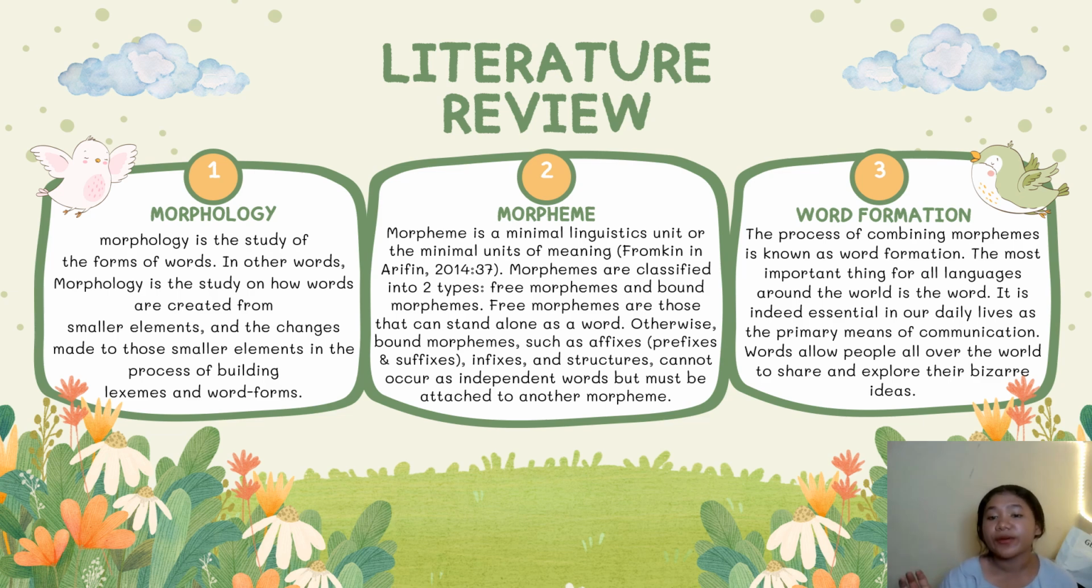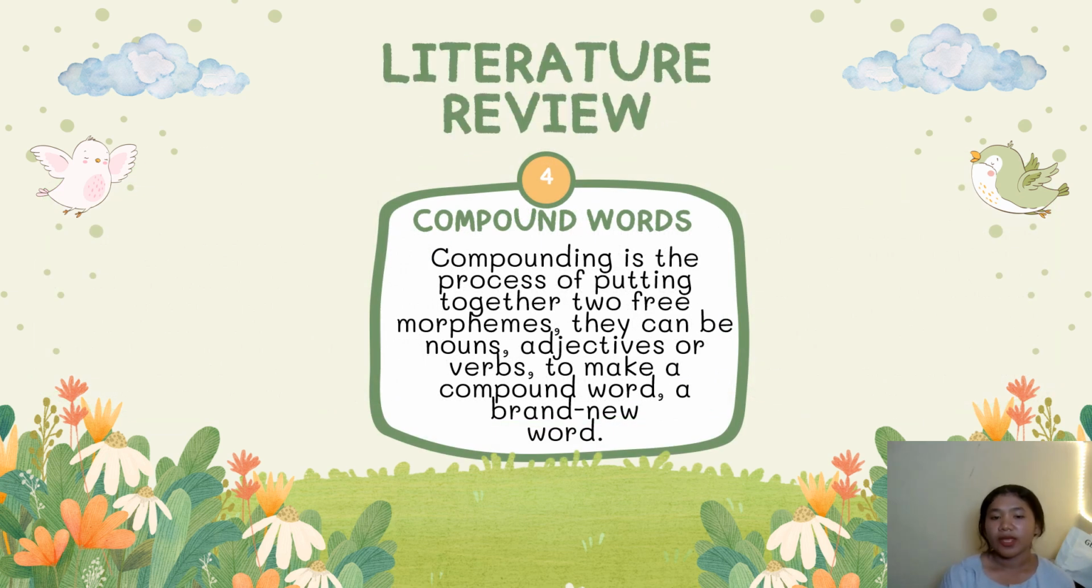Third, word formation. The process of combining morphemes is known as word formation. The most important thing for all languages around the world is the word. It is indeed essential in our daily lives as the primary means of communication. Words allow people all over the world to share and explore their diverse ideas. The fourth is compound words. Compounding is the process of putting together two free morphemes, which can be nouns, adjectives, or verbs, to make a compound word, a brand new word.